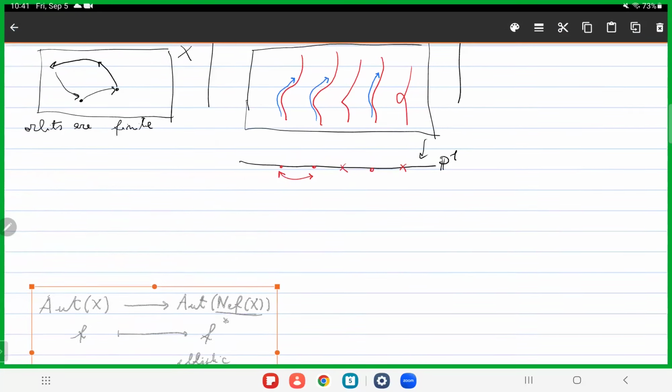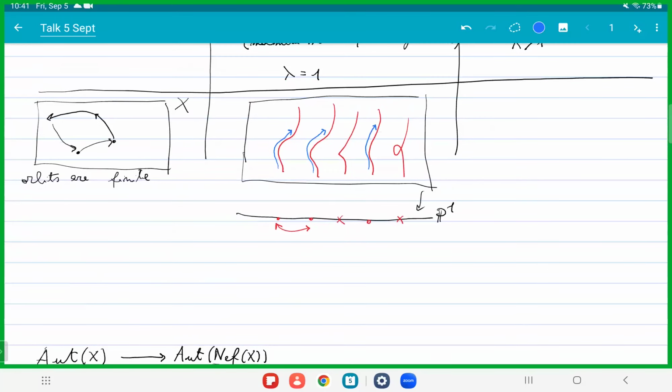Here, in this case, many orbits are going to be infinite, but they're never going to be Zariski dense, because if we start in an elliptic fiber, we're going to remain on it. Okay, we could go to some other elliptic curve, but just finitely many. So the orbits of points under this automorphism will never be dense.